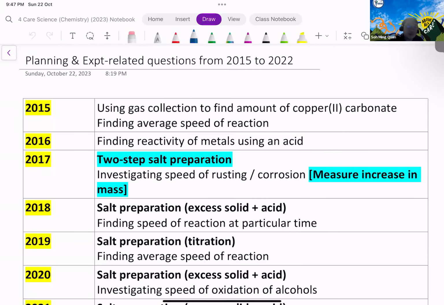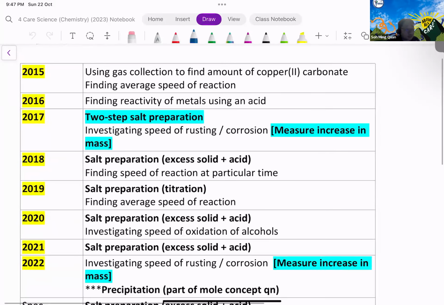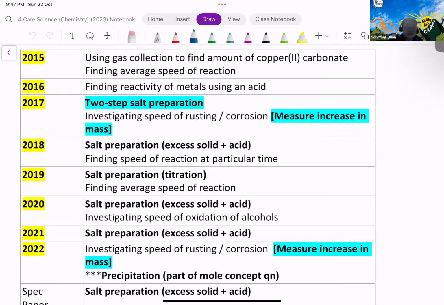For those of you who joined late, under the contents library, under TYS, I have listed out all the questions for planning experiments that have come out since 2015 till 2022, including the salt prep questions. So you can quite clearly see every year there'll be a planning question in your theory paper. So far, the planning questions have mostly been about speed of reaction. However, there have been planning questions, as you can see, in 2017 and 2022, about speed of rusting. To measure the speed of rusting, we measure the increase in the mass of the metal, because when a metal corrodes or rusts, the mass actually increases.